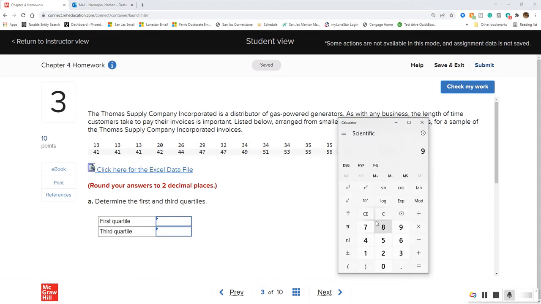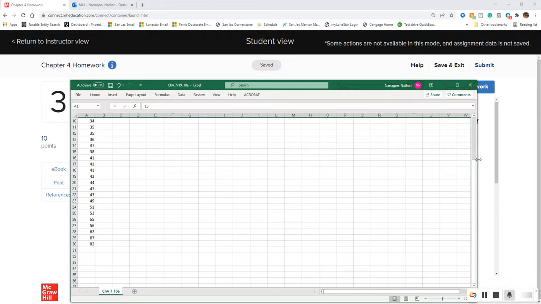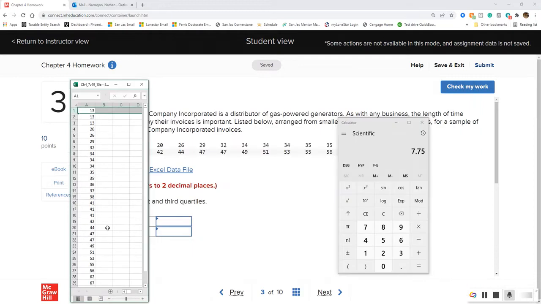Well, take our calculator. We know we have to take 30 plus 1 and multiply by 0.25 for our first. Notice we have a decimal. That means that this number, the first quartile, does not sit in the 7th position. It's in between the 7th and 8th position. So let's find those two positions. Okay, so it sits between these two, 7th and 8th. So we got 34 and 32.